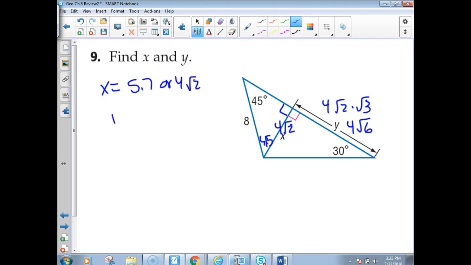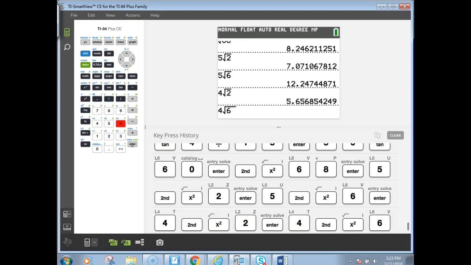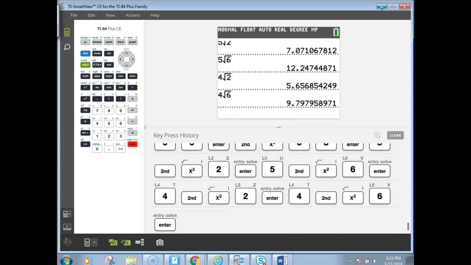And y would be 4√6, or if you do it on the calculator with trig, you're going to have 4 square roots of 6. You're going to be typing it differently, but you'll get 9.8.